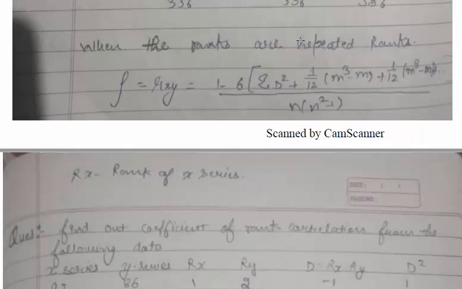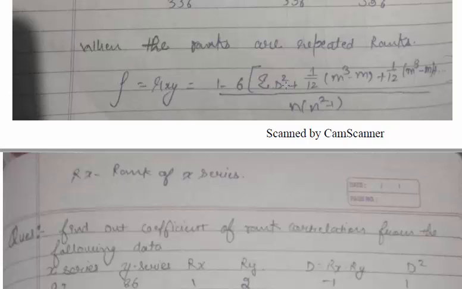Now we discuss the rank correlation for repeated ranks. Repeated rank means ranks are repeated more than one time. For example, let us suppose rank 3 is given to 2 or 3 students in a particular subject. Then we use the formula: rank correlation equals 1 minus 6 times summation d square plus 1 by 12 (m cube minus m) plus 1 by 12 (m cube minus m) and so on, over n into n square minus 1.